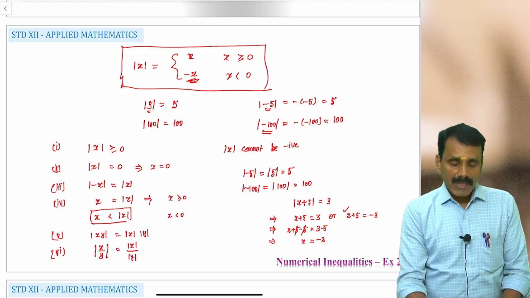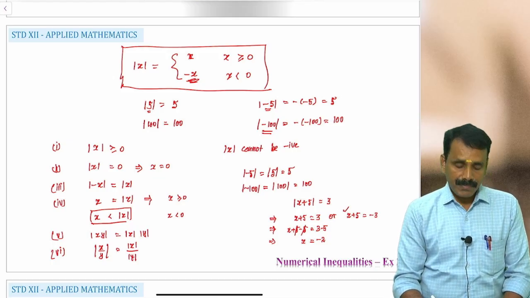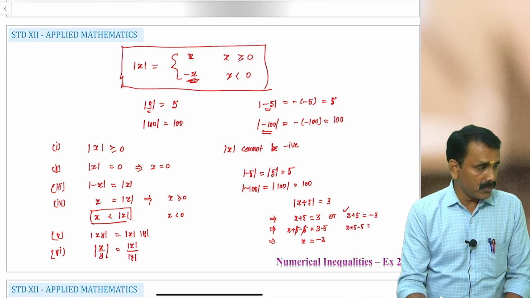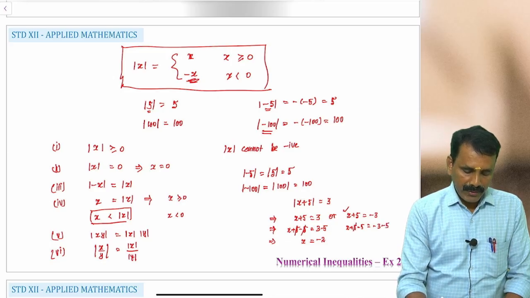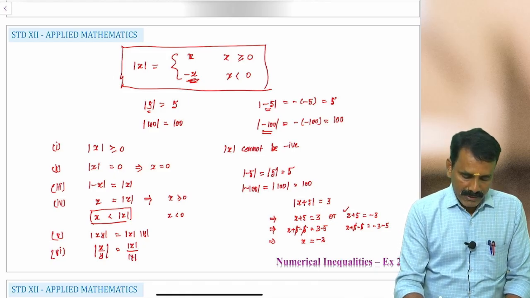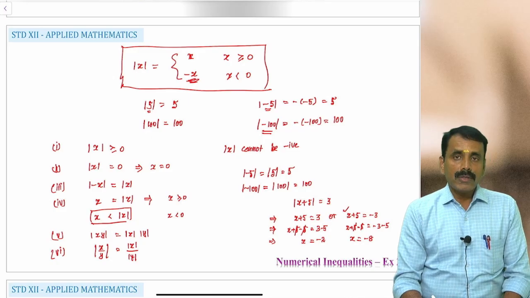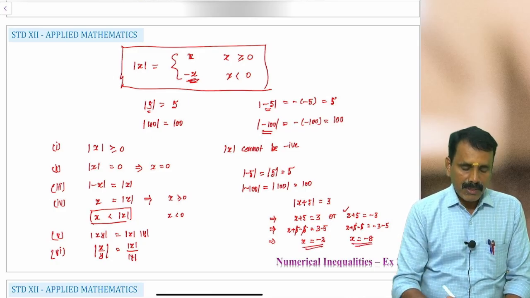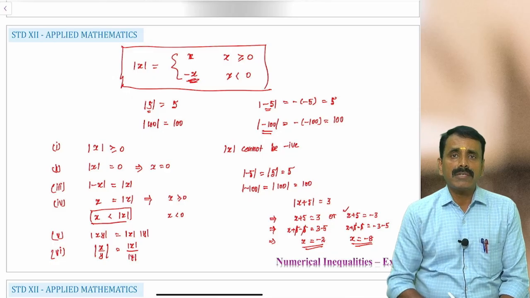How to solve this expression? x plus 5 equal to minus 3. Again the same procedure. x plus 5 minus 5 equal to minus 3 minus 5. So, plus 5 minus 5 cancel. This is minus 3 minus 5. So, x is equal to minus 8. So, these are the two values of x. If you substitute in this expression modulus of x plus 5, the answer will be equal to 3.